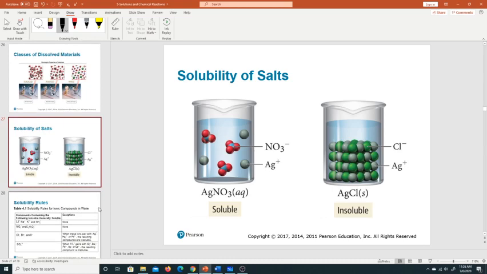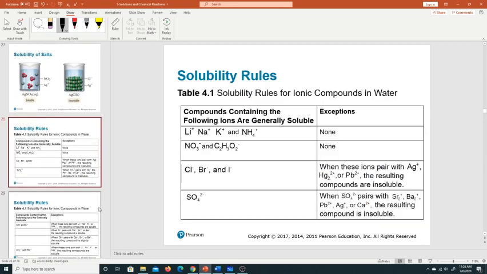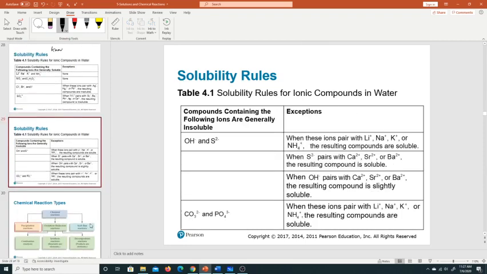Some salts are water soluble, some salts are not water soluble. So silver nitrate will dissolve in water, silver chloride does not dissolve in water. It's called insoluble. These are some solubility rules. You need to know this. I'm not going to provide you a solubility chart on the test. So you need to basically memorize this page and this page.